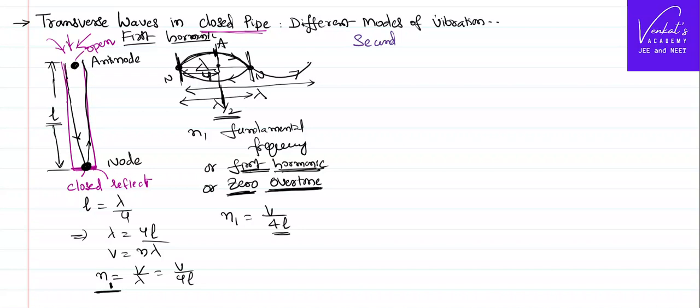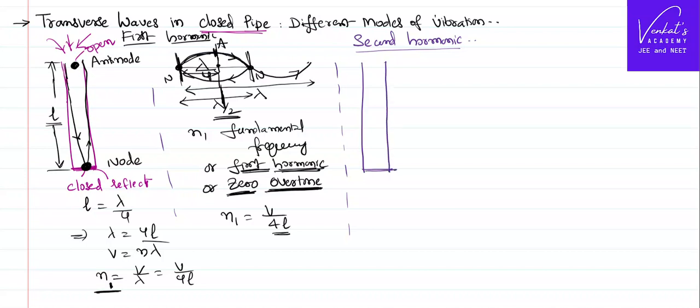How does the second harmonic form? Let me explain. Let me consider a closed pipe, the same closed pipe, which is closed at one end. I'm drawing only a larger diagram for the visibility sake, but it's actually a thin pipe. This is one mode of vibration called the fundamental mode.